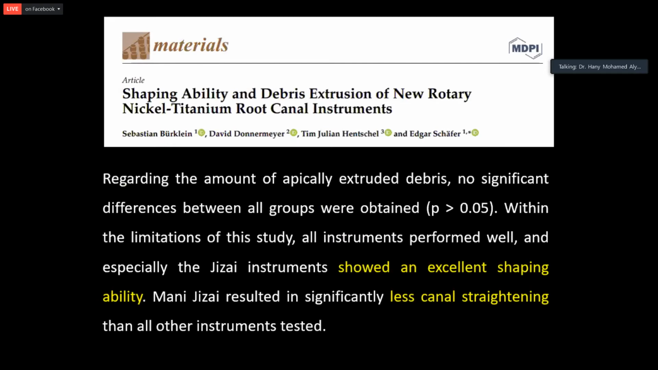And this study, which has compared different file systems, by Burkland, he has found that the GZI instruments have an excellent shaping ability, and they have less canal straightening than other instruments.